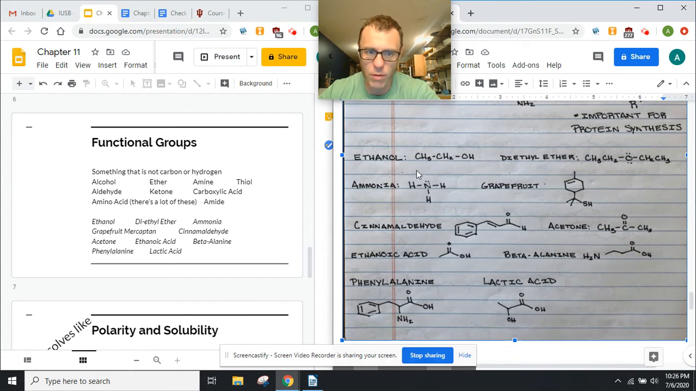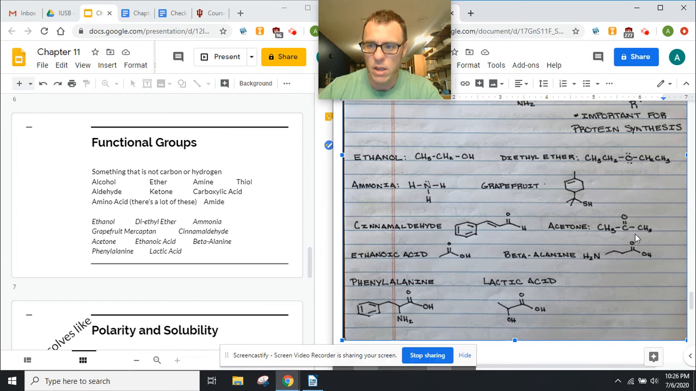So here we have ethanol. I just put some in here. Diethyl ether, ammonia. It's going to be an amine. Grapefruit mercaptan. That's a thiol. If you're wondering what that's in, well, you should probably figure it out. Cinnamaldehyde. Hopefully you know what that's in as well. This is going to be our aldehyde down here.